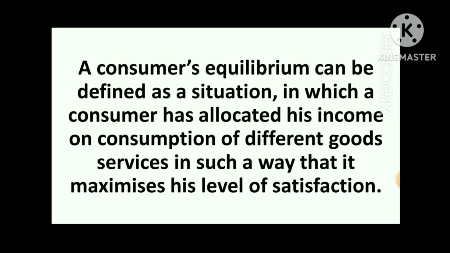The theory of consumer behavior deals with how to achieve a consumer's equilibrium. A consumer equilibrium can be defined as a situation in which a consumer has allocated his income on consumption of different goods and services in such a way that it maximizes his level of satisfaction. In other words, a consumer is said to be at equilibrium when no other allocation of his income gives him more satisfaction than what he is enjoying by the current allocation. So the consumer will not like to change his allocation of income.